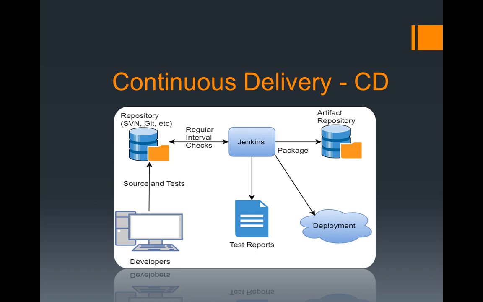In continuous delivery, once the repository source is committed by the developers, Jenkins checks at regular intervals, builds it, and the package is deployed. Simultaneously, the test reports are provided.